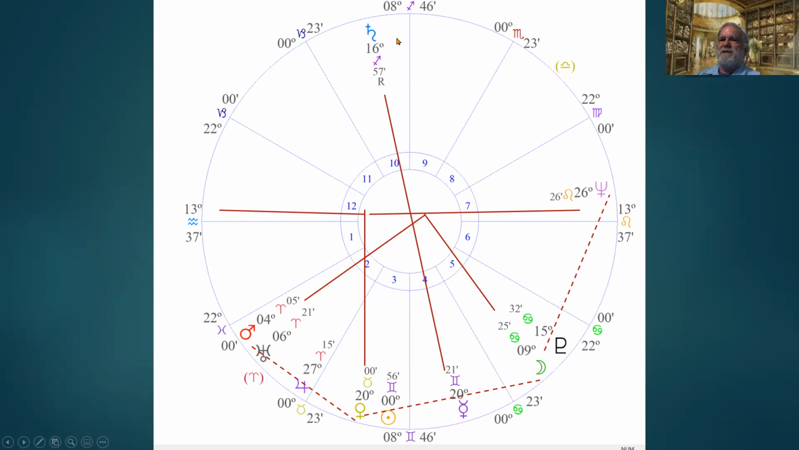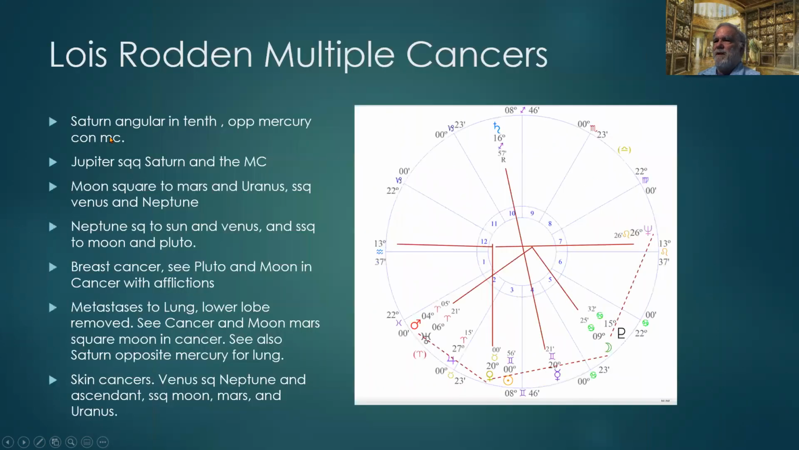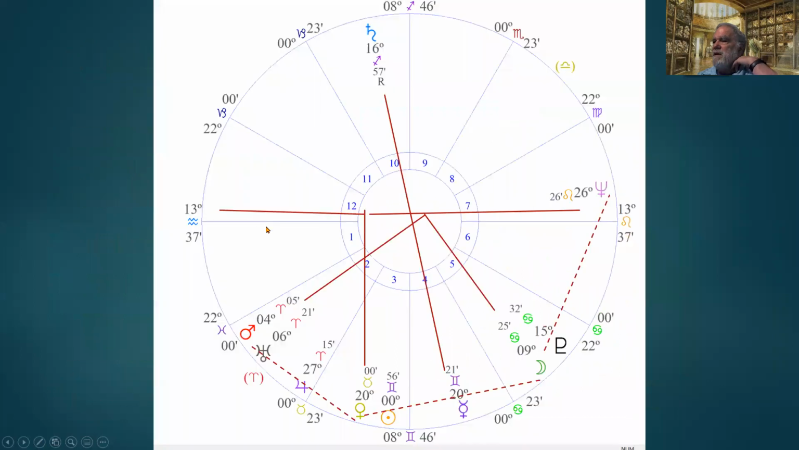I didn't want to draw all the lines in here because it would just become incomprehensible at some point. But that's sesquiquadrate to Saturn in the midheaven. The moon is square to Mars and Uranus, and it's semi-square to Neptune and semi-square to Venus.